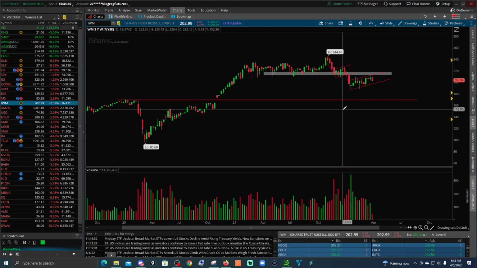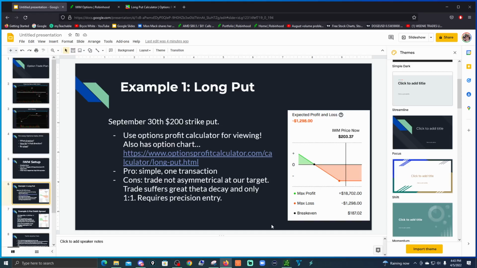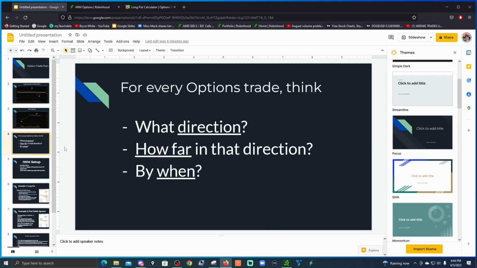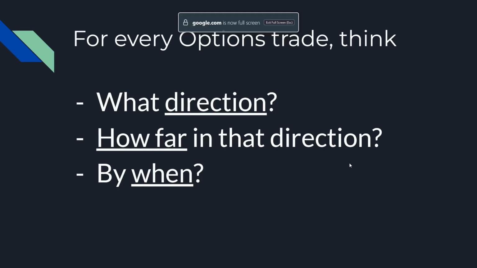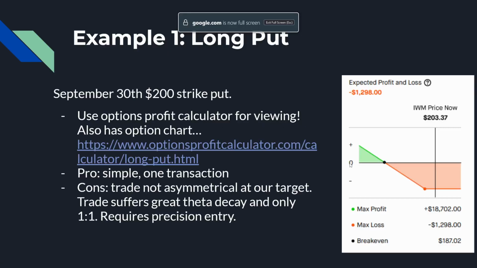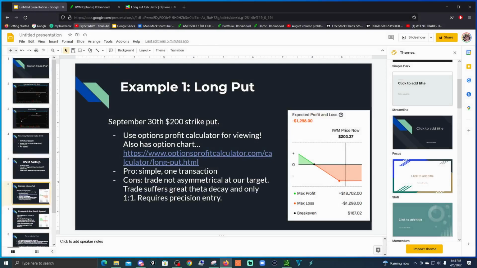So we've got our direction, we've got our time frame, and we have a rough idea on how far the IWM may be going. So if we just quickly go back to the presentation over here, let's look at one example. Let's just take a look at the September 30th 200 strike put. I'm going to go over this example, and then I'm going to go over a slightly better example that I think would better suit this trade. So right over here, IWM, you could go with the September 30th 200 strike put.